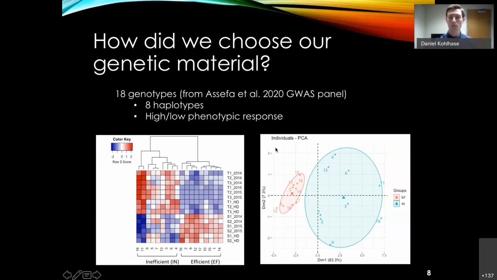Using a principal component analysis, using the same data, we can see that, again, we have 2 clusters of genotypes, and they happen to correspond very nicely to the efficient and inefficient class. So with the efficient, with a tight cluster over here on the left, and the iron inefficient on the right.